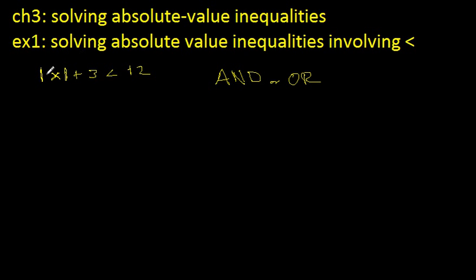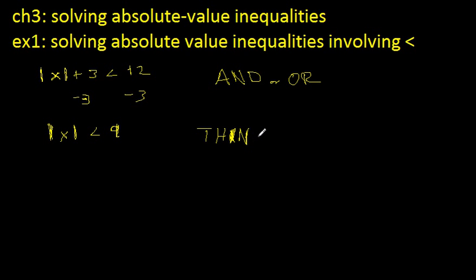Let's start by isolating the absolute value, just as I would with an absolute value equation. To do that, I'm going to subtract 3 on both sides, and I know that the absolute value of x is less than 9. Now I can go and graph this. Once I've isolated the absolute value, I want to think.